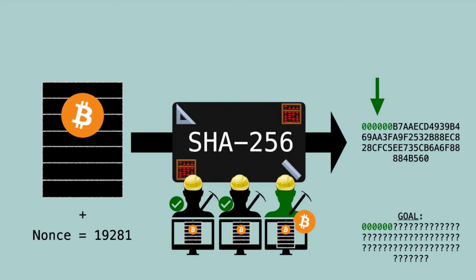Of course, all of this happens automatically, so miners don't actually sit in front of their computers and manually approve everything. Instead, they have powerful computing resources sitting somewhere in, for example, Russia or Iceland.